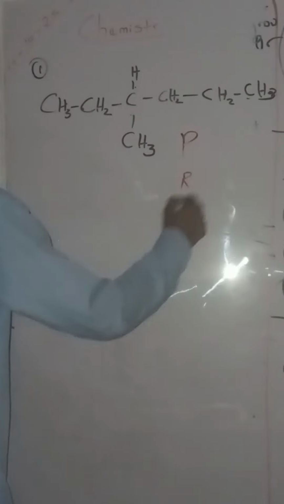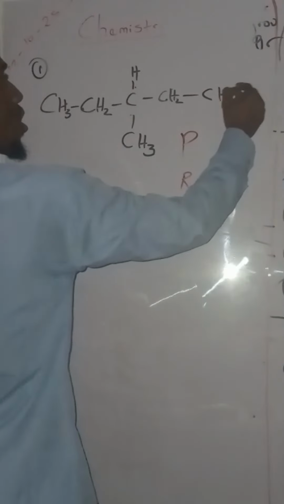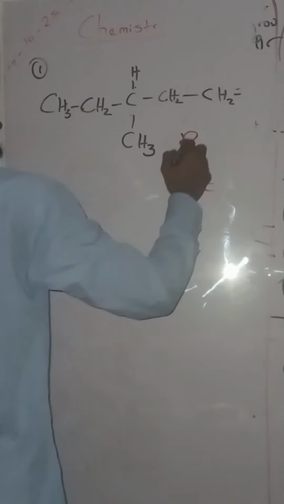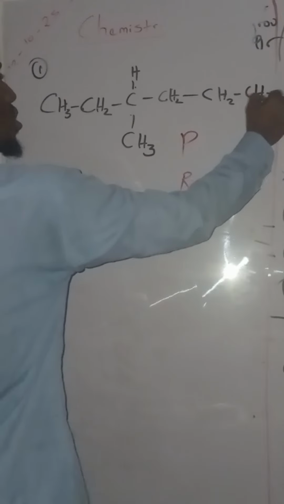So number this one. What you do there is, let me give you the hint: you bring out a PRS, your P, your R, your S. Then number 2.